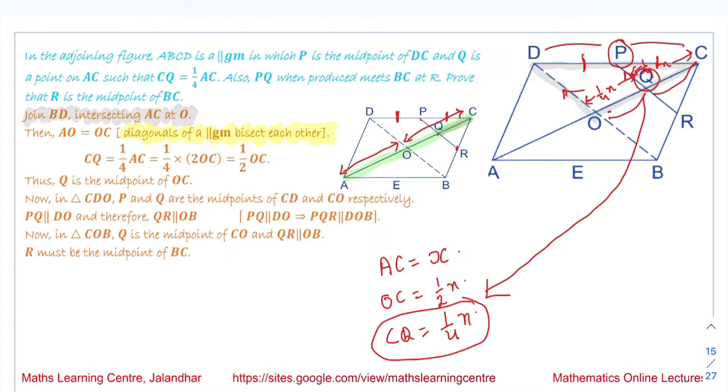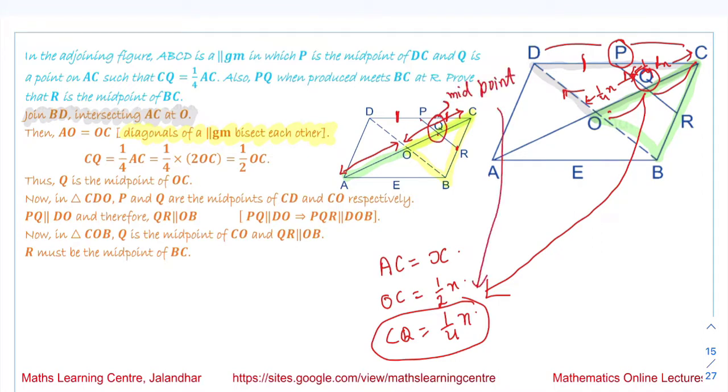And now we consider the triangle COB. In this second figure we are talking about the COB triangle. What we have now is that Q is the midpoint.